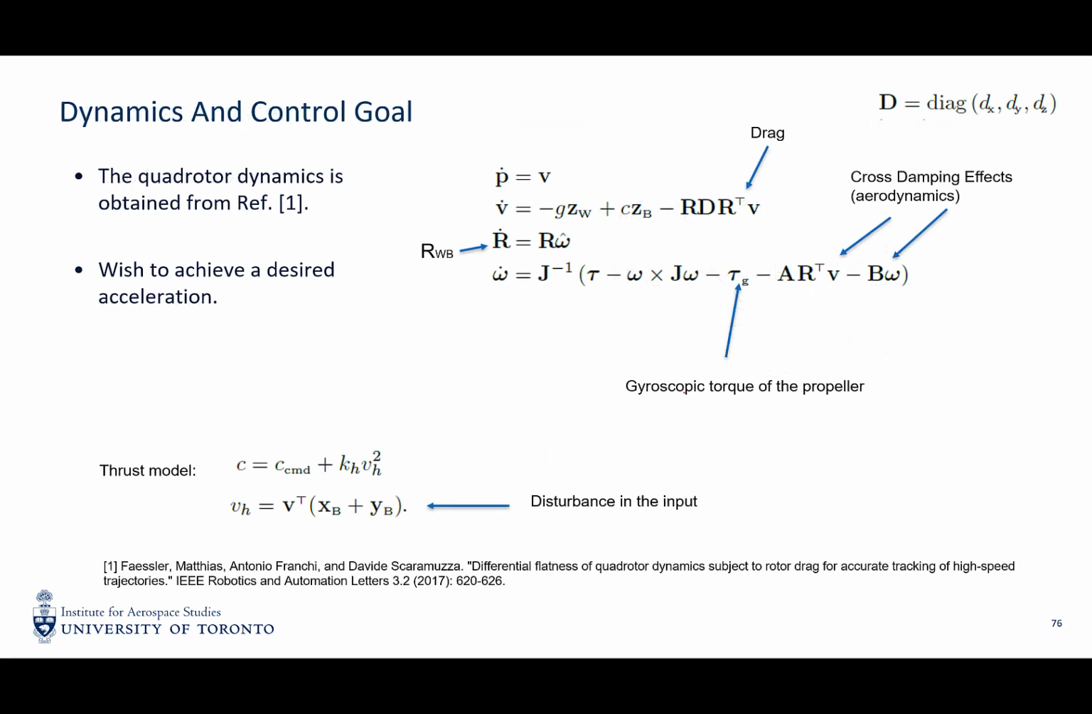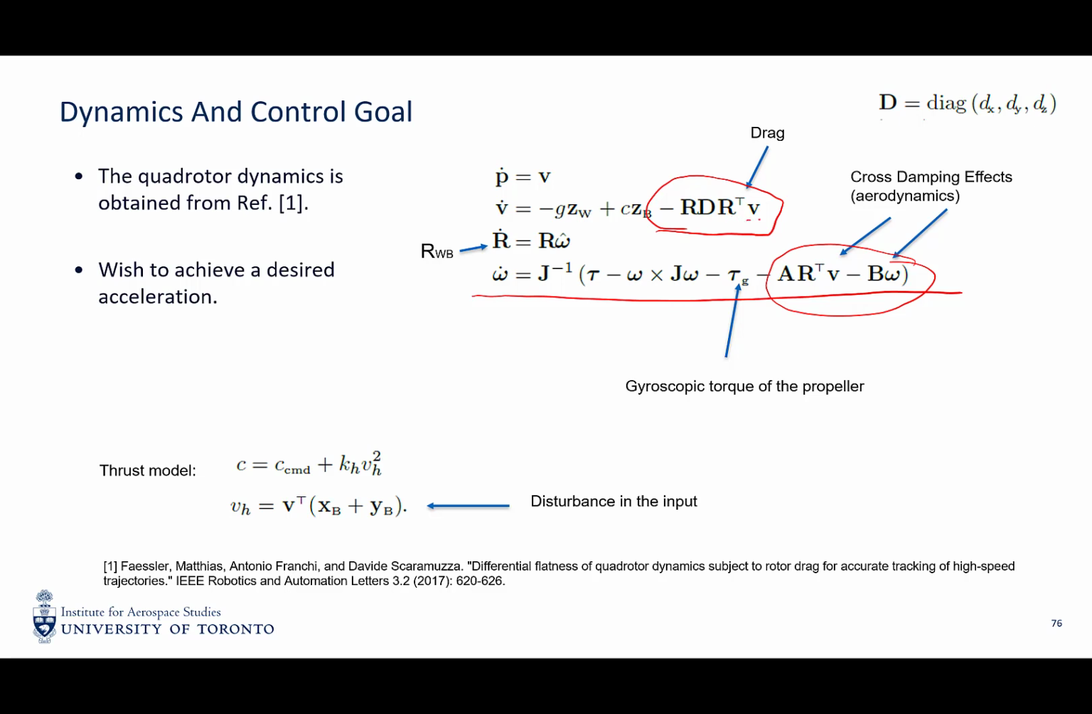The dynamics of a quadrotor is expressed in this format. It's the same as what I introduced in previous slides in the rigid body dynamics section. But the difference here is that this paper also considers drag and also some cross-damping terms on the attitude channel.